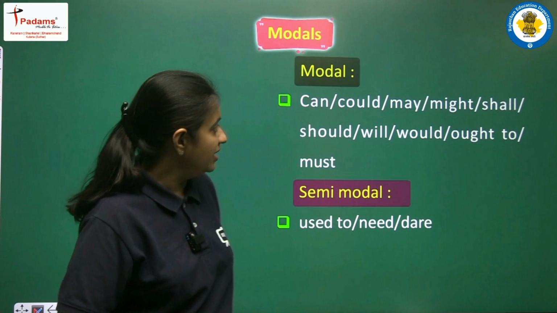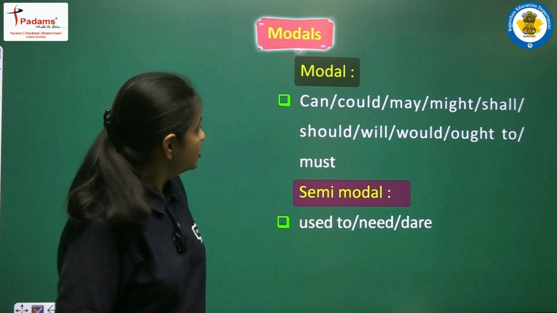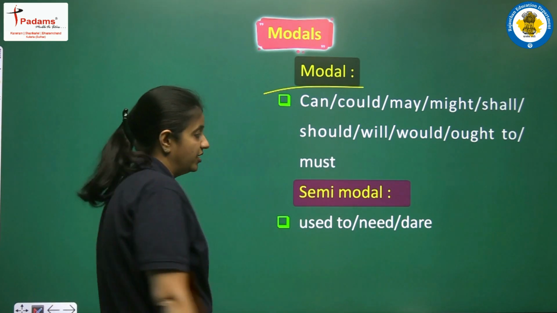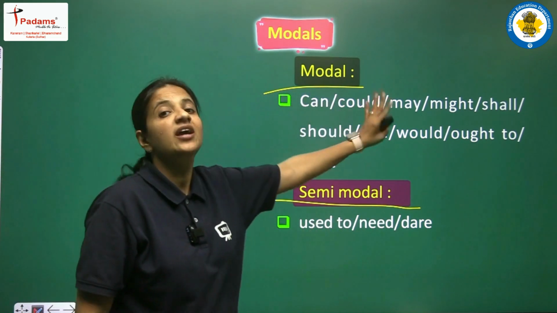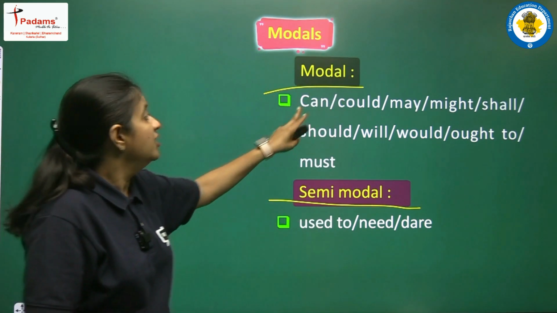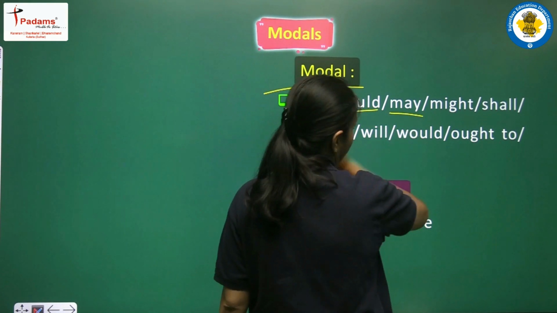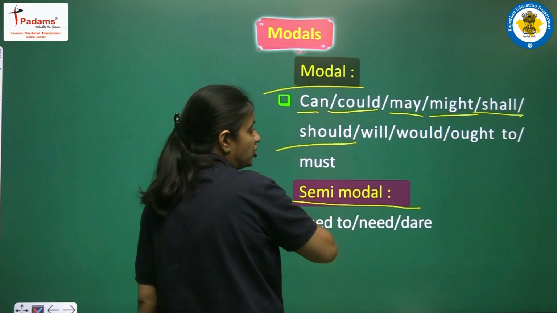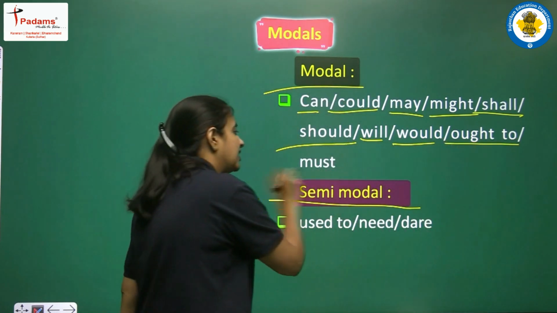So now we have the list of the words that are known as modals. Here we can see that we have two categories. First is modal, and second is semi-modal. First of all, let's look at the words in the modal category. First we have can, second could, next may, next might, then shall, should, will, then would, next ought to, and then must.